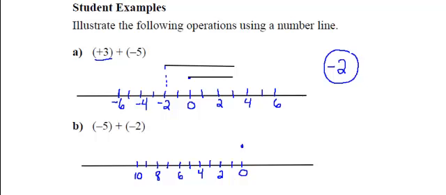I'm going to draw my first line. My first integer is negative 5. Negative is to the left on a number line, so I'm going to go left 5 spots. I take a look, my second integer is also negative. So from the top of that first line, I'm going to go 2 more negative. That will put me directly above negative 7. So the answer to this question is negative 7.